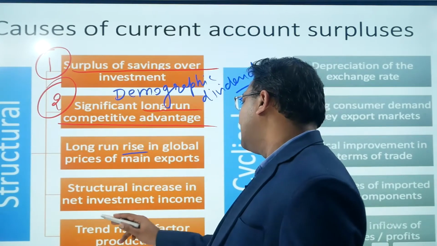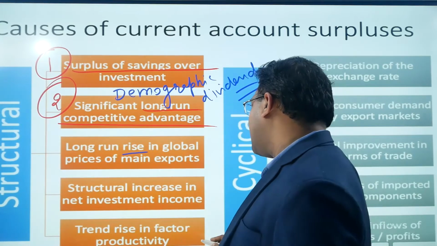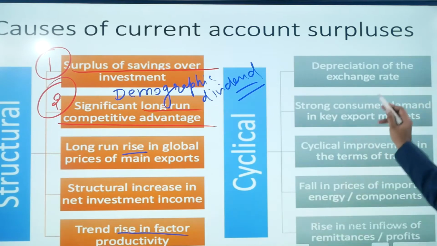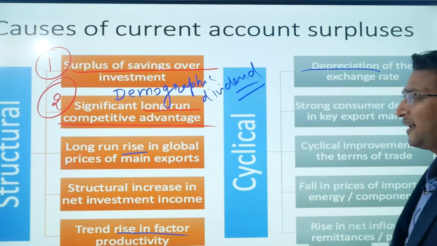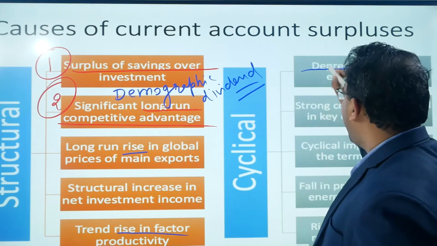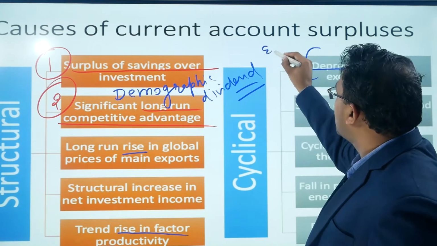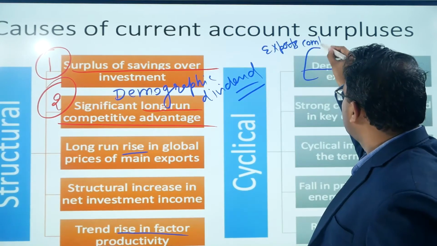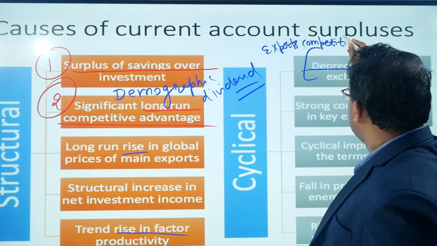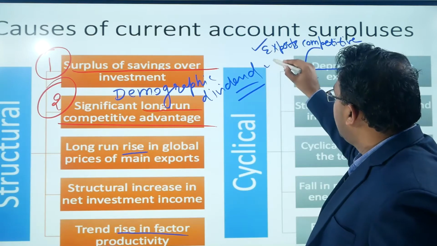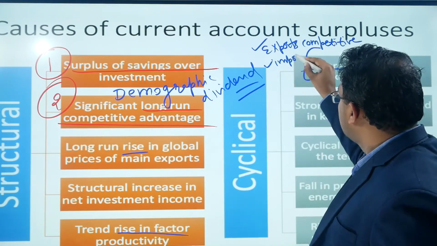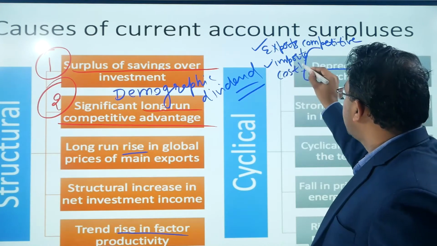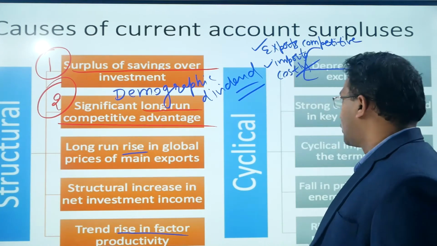Structural increase in the net investment income. Trend rise in the factor productivity. Then what are the cyclical factors? Depreciation in the exchange rate. Depreciation in the exchange rate has a positive impact because it makes our exports competitive and it makes our imports costly. So it reduces the import and increases the export.